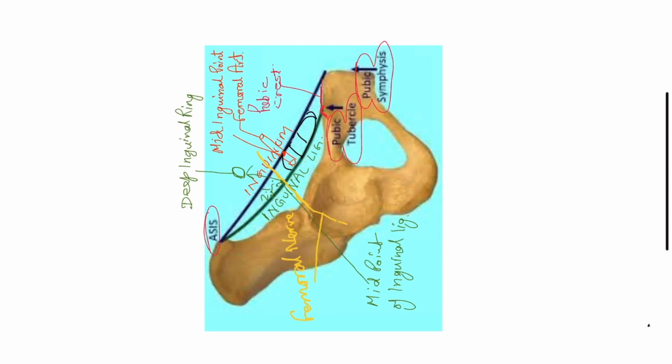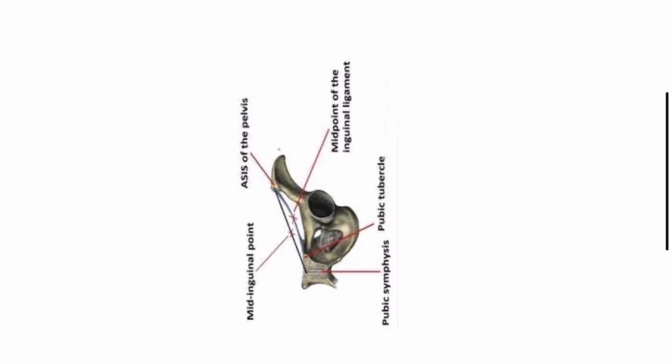And here there will be a rounded, horizontally placed ligament called the lacunar ligament. The important point here is that the femoral nerve you are seeing is also passing below the midpoint of the inguinal ligament. This is another image explaining the same thing. Here it is ASIS, here it's the pubic symphysis, here you have the pubic tubercle, and the line joining ASIS to the pubic symphysis is called the inguinum.